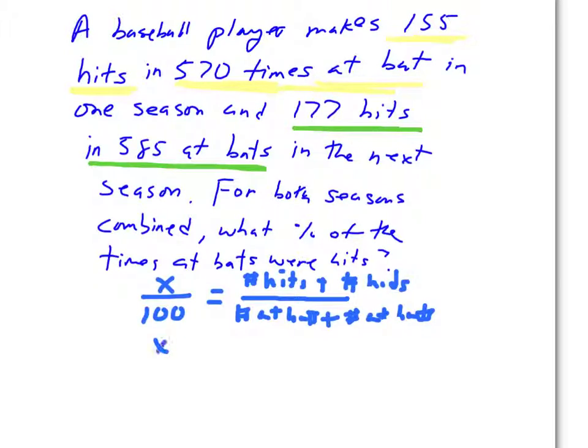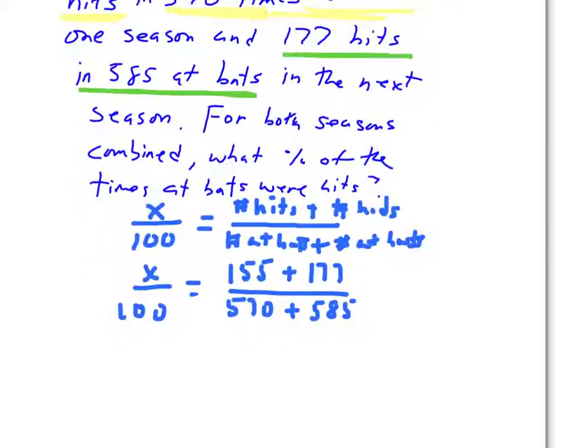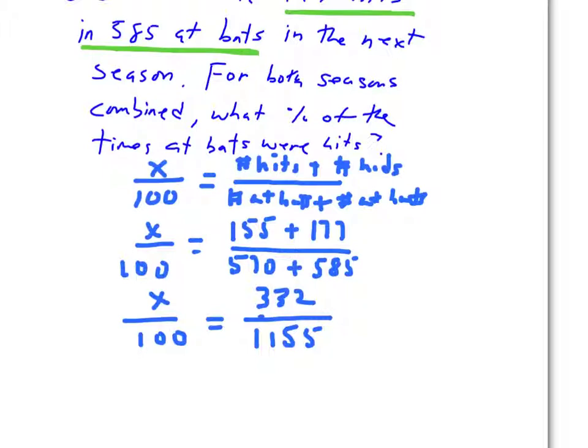So let's slide up here a little bit, and let's put those numbers in there. So we have x over 100 equals the number of hits for the first season, which was 155, plus the number of hits for the second season, 177, and then we have the first season at-bats, 570, plus 585, all right? And so you end up here with 332 over 1,155, and that is x over 100. And so then you can cross multiply here. Let's go ahead and do that. So you get 1155x equals 33200.